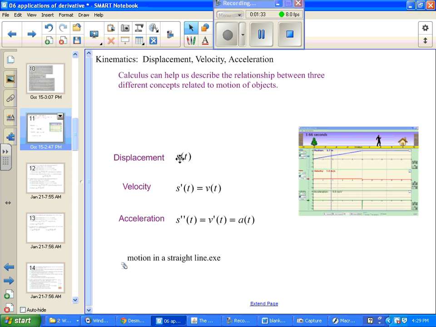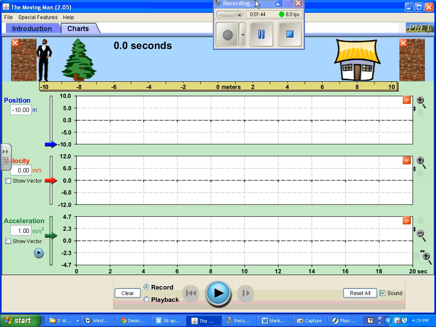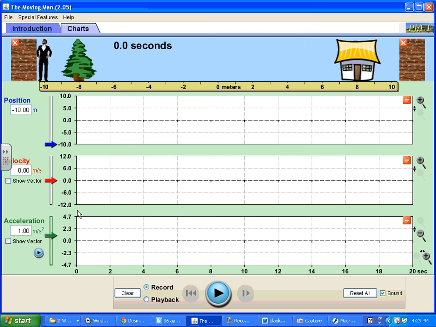And in terms of calculus, of course, we have the displacement, and then the derivative of that will be called velocity, and the second derivative of displacement is called acceleration. So just to look at it in detail, we have this moving man object, and what I've done is I've set acceleration at 1 meter per second squared, or 1 meter per second per second. What that means is for every second that passes, the velocity will go up by 1 meter per second. And as the velocity is going up by 1 meter per second, that means the position is going to be moving faster and faster and faster.